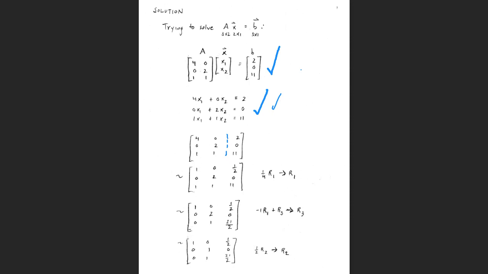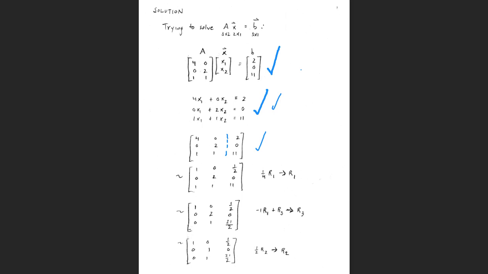Now, what have you learned how to do? Time and time again, you take this system of equations, you write it as an augmented matrix, and then you do some row operations. You're going to try to get the matrix in reduced echelon form, or echelon form.